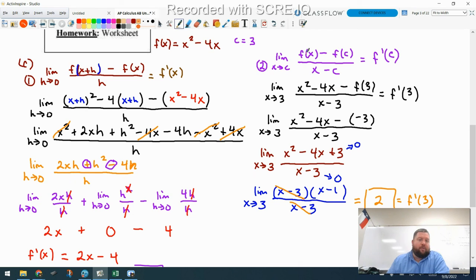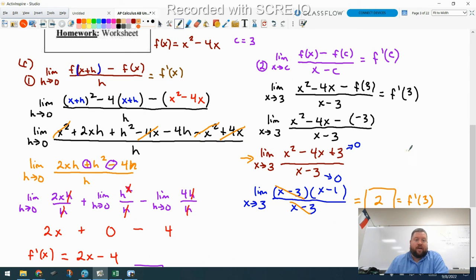You don't need to write the formula every time. I'm doing that because it's our first time. This f of 3, we found that already. And so I would skip to this step right here. Just write that down, do a factoring, plug it in, get your answer.